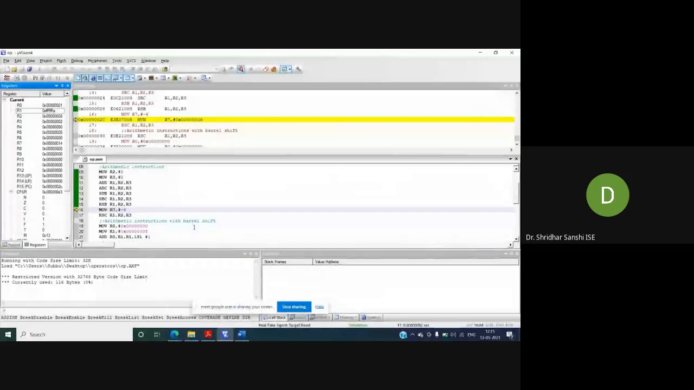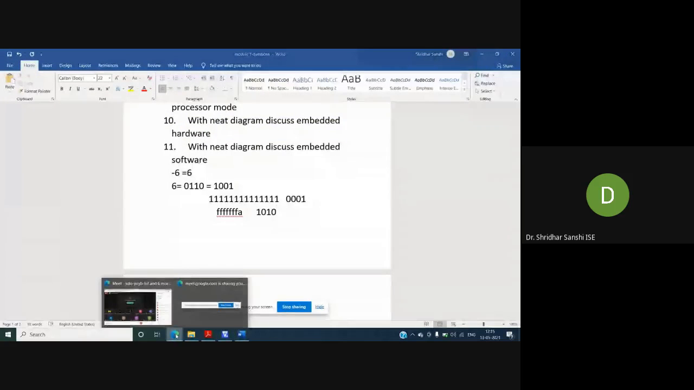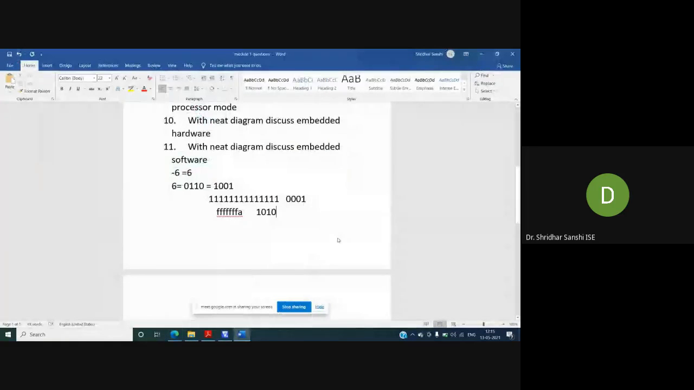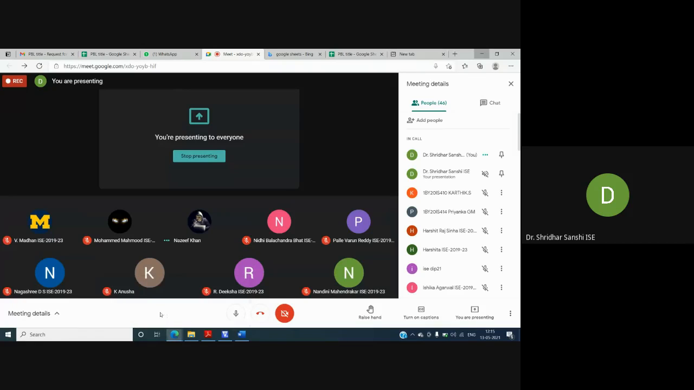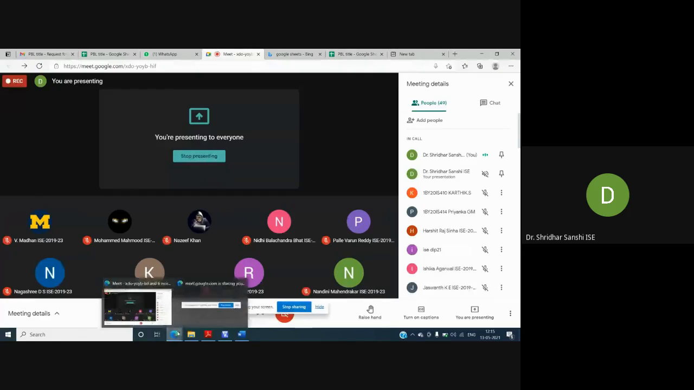Can you convert -2? What will be the answer? -2. Can anyone answer? -2, how can we represent it in hexadecimal? What is the value?